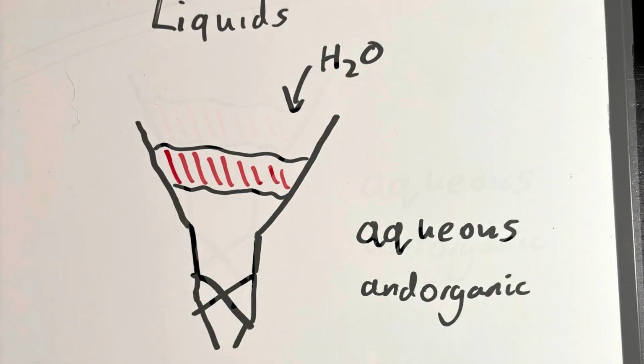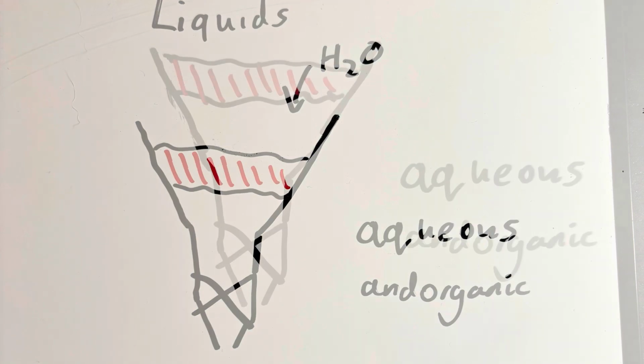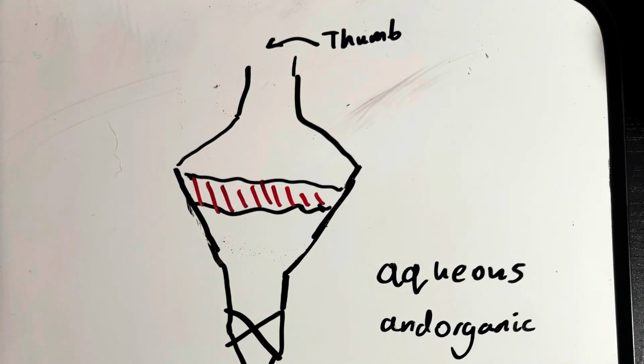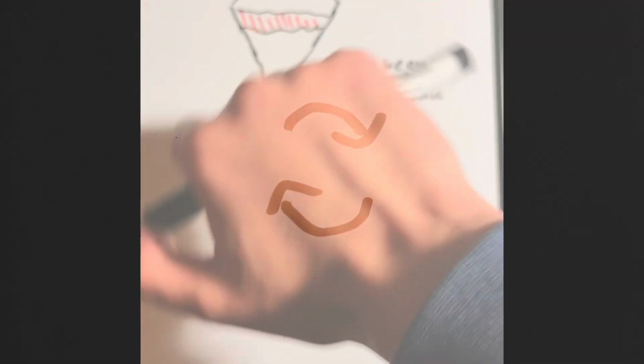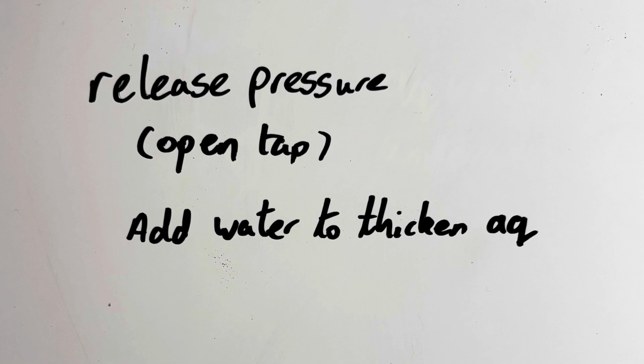And the way you can tell which one is which is you add H2O, water, and then the aqueous layer will thicken, and then you know which one is which. Then you put it into your separating funnel, which you draw a diagram of like this. You place your thumb over the top kind of stopper thing, and then you invert it like I'm doing here, but with a whiteboard pen rather than a separating funnel. And every now and then you're going to release the pressure by opening the tap and add a little bit of water just to thicken the aqueous layer.